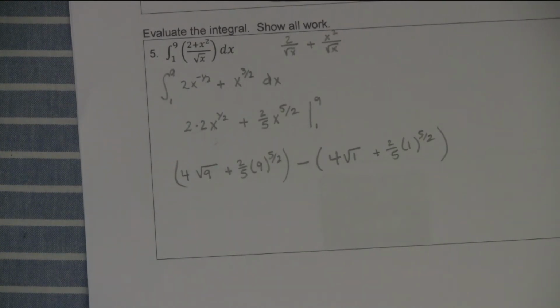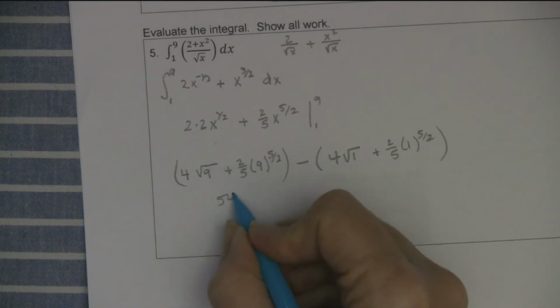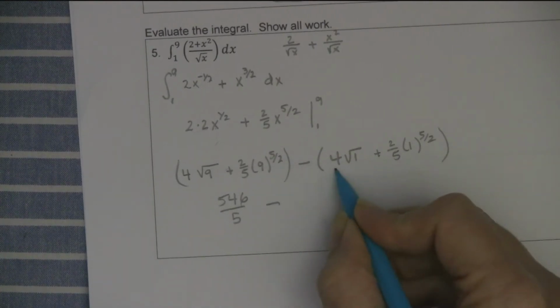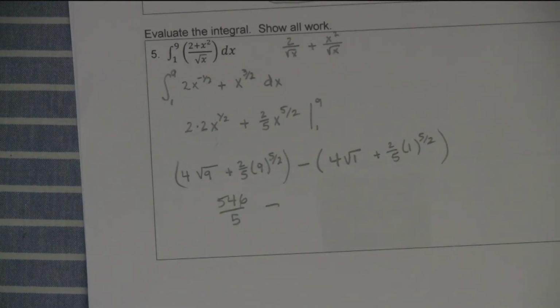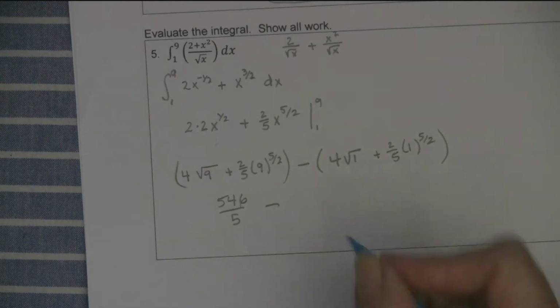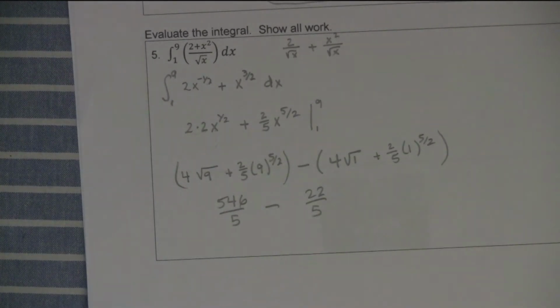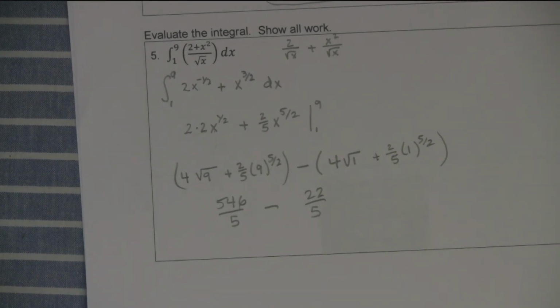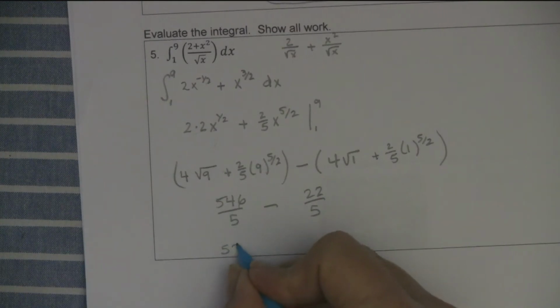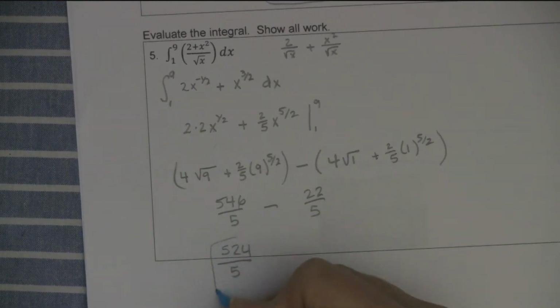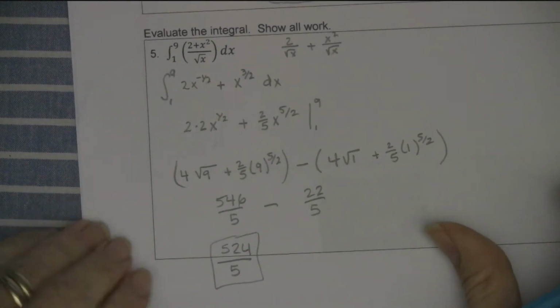They have a variety in your book of ones that are kind and ones that are worse, right, to practice. So this is 546 over 5 minus, I just put it in my calculator, and then this is 4 plus, did I make a sign error, plus 2/5, which is 22 over 5. So 546 minus 22 all over 5. So I did a lovely job on that one. Fundamental Theorem of Calculus Part 2.